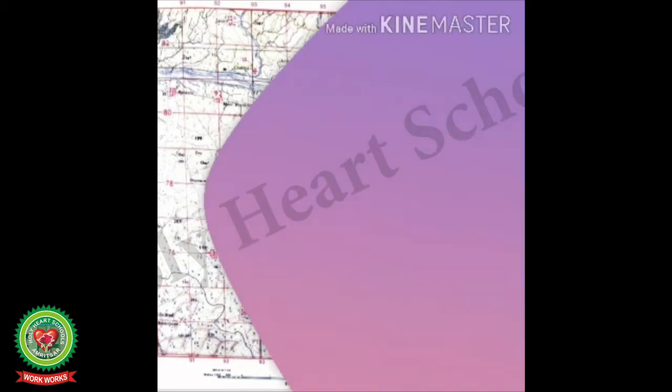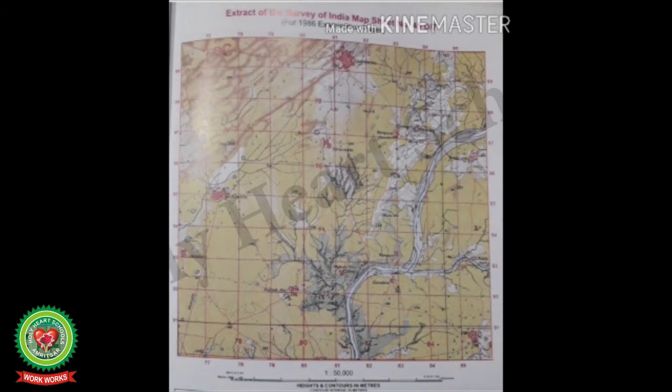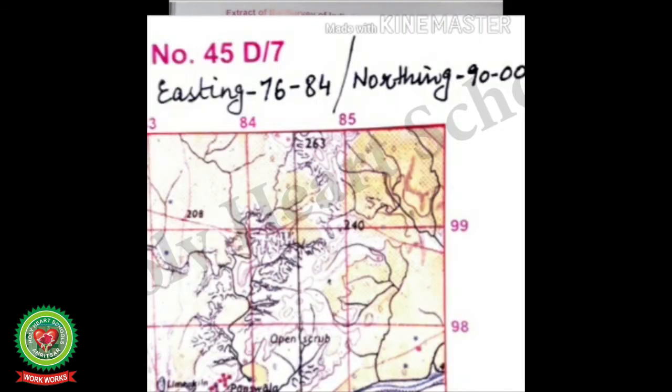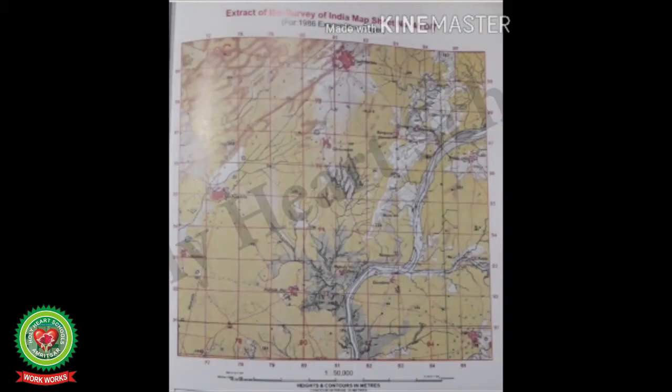Let's start the reading of 45D7, which extends from Eastings 76 to 84 and Northings 90200. First point is relief. About 25% of the total area of the sheet is hilly area, which is mostly spread in the northeast region of the sheet, that is in Sirohi district of Rajasthan and some parts of Banskantha of Gujarat.